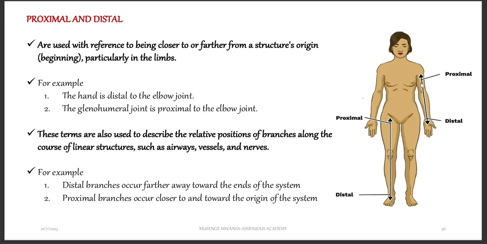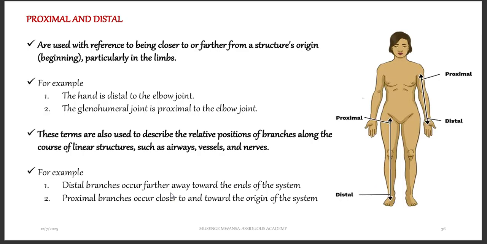So meaning that any part that is near the shoulder is going to be proximal. Proximal means near. Any part that is far away from the shoulder is going to be distal. If you talk about the lower limb, any part that is near the hip joint is proximal. What is very far away is distal.